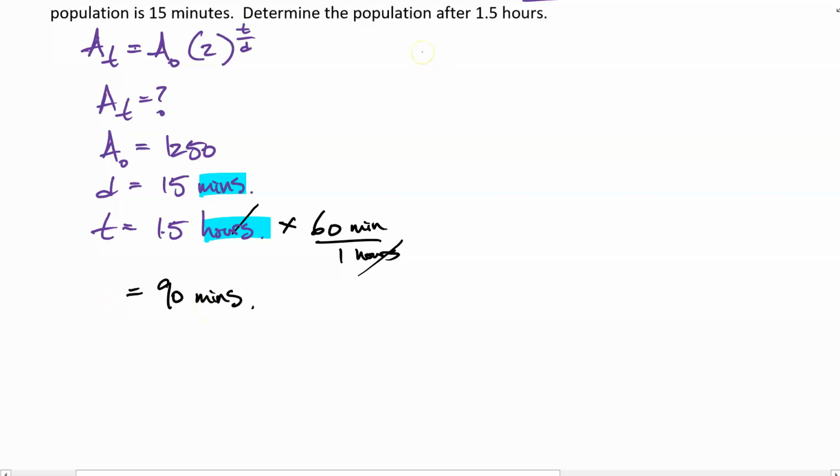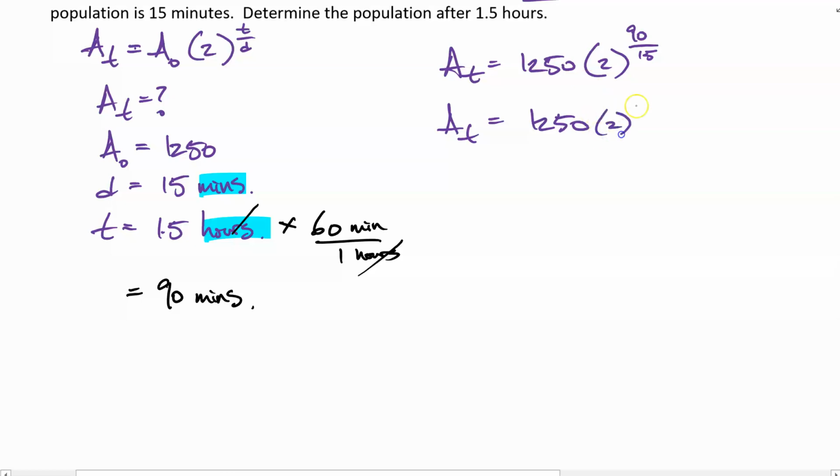So let's plug everything in now that we're using time in the same unit, and let's see what we got. The initial population is 1,250. We are talking about doubling time. T is 90, and doubling time is 15. Let's substitute and solve without making mistakes. We're not going to do the multiplying first. We are going to do the exponent. 90 divided by 15 is 6. 2 to the exponent 6 times 1,250.